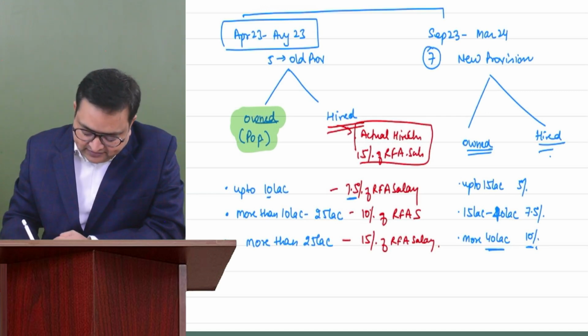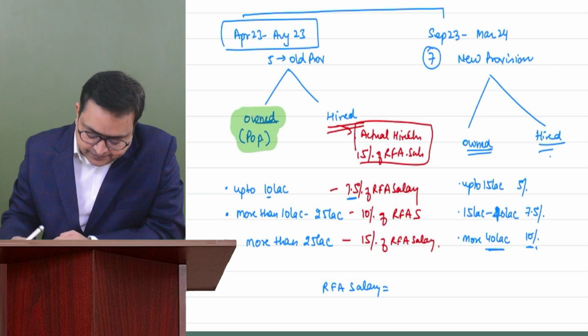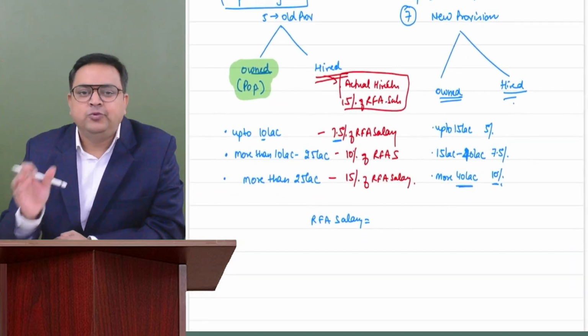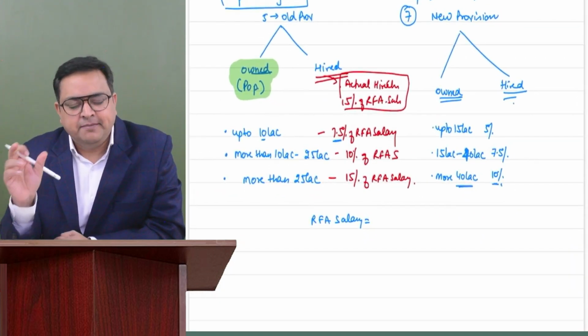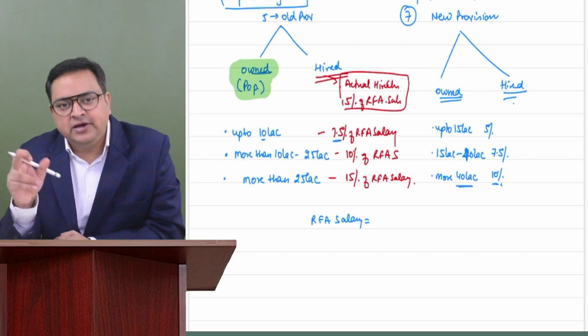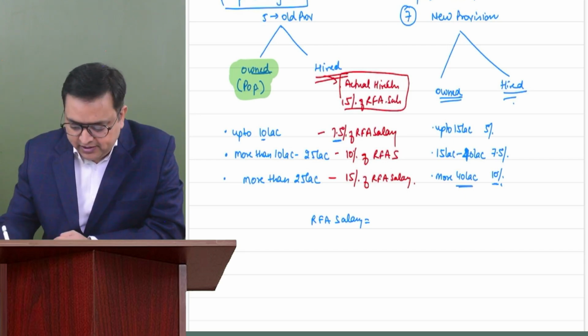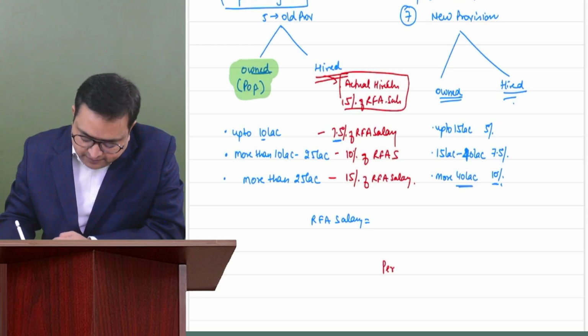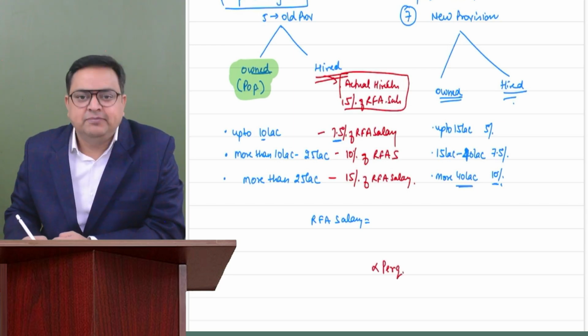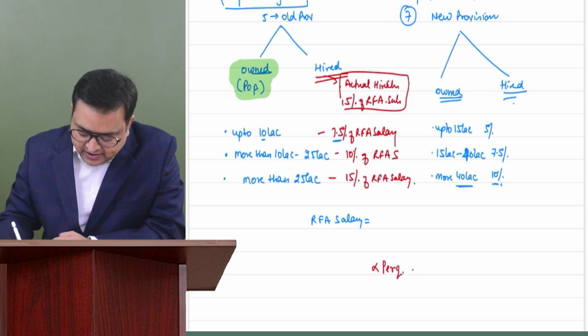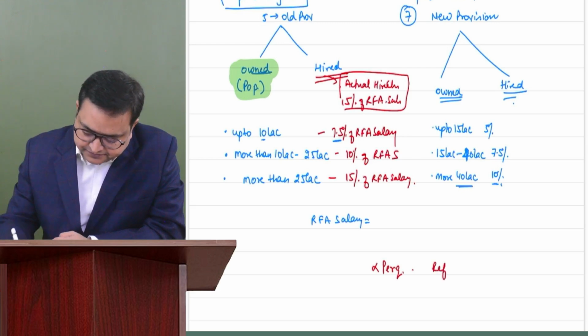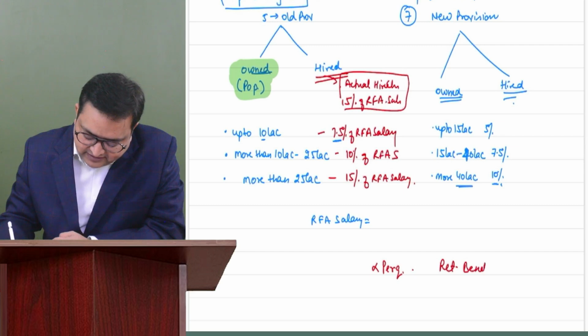Okay. Now, what is RFA salary? See, RFA salary is very easy. In RFA salary, you will include almost most of the things, but you will not include perquisites, you will not include retirement benefits. So in RFA salary, most of the things are included, but please don't include any perquisite. Perquisite is not included in RFA salary. Retirement benefits are not included in RFA salary. So what will be included?